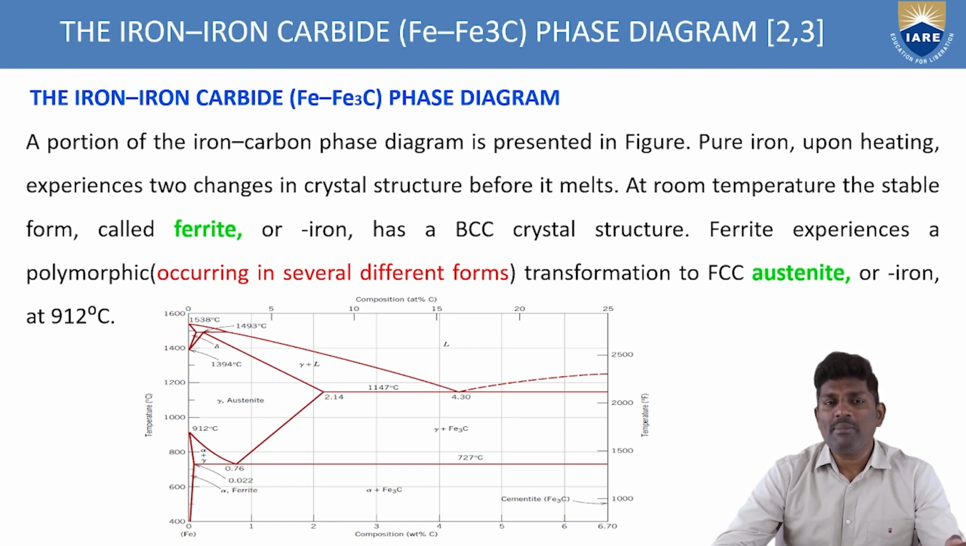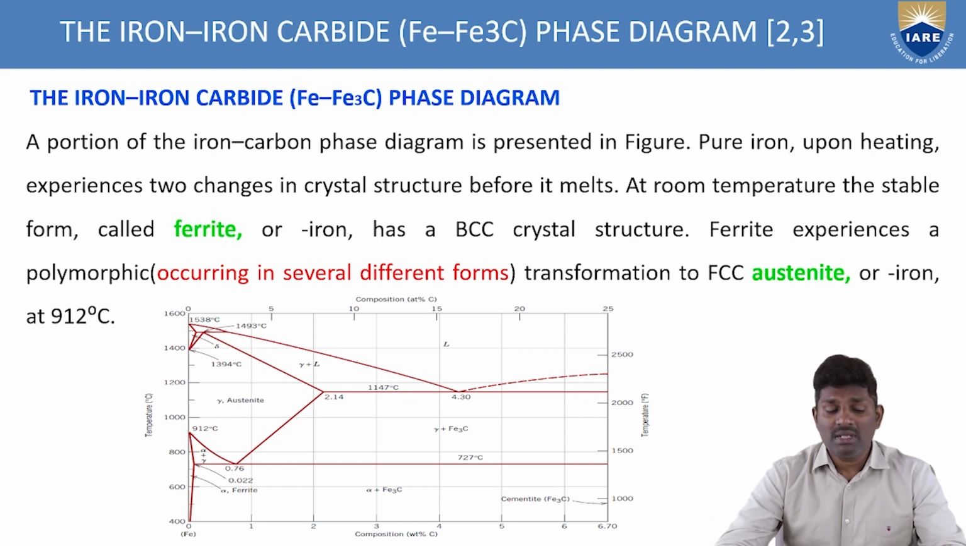Okay, so what is happening? This pure iron slowly converts to a melting state. During this melting period, or before it reaches the melting state, this pure iron is experiencing two types of crystal structures. Two types of crystal structures are being experienced by this pure iron when you heat the metal. So what is happening at room temperature?